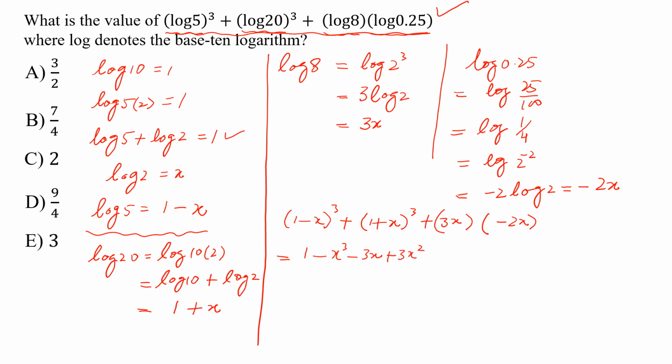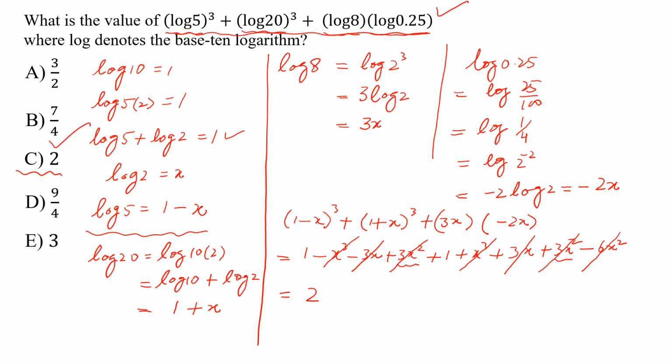Similarly, (1 + x)^3 will be equal to 1 + x^3 + 3x^2 + 3x, and -6x^2. Minus 3x is cancelled with this plus 3x, x^3 is cancelled with this minus x^3, 3x^2 and 3x^2, this is 6x^2 and it's cancelled with -6x^2. So the answer is 1 + 1, which is equal to 2, and the correct answer is option C.